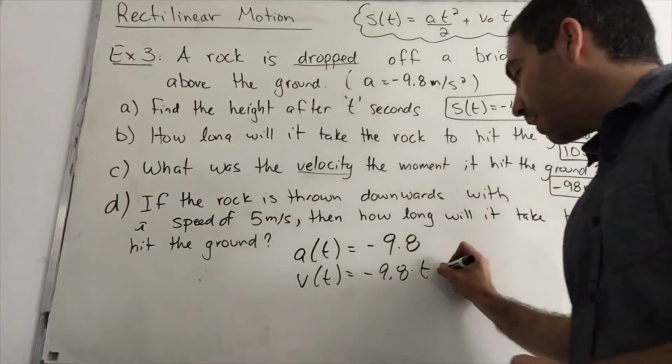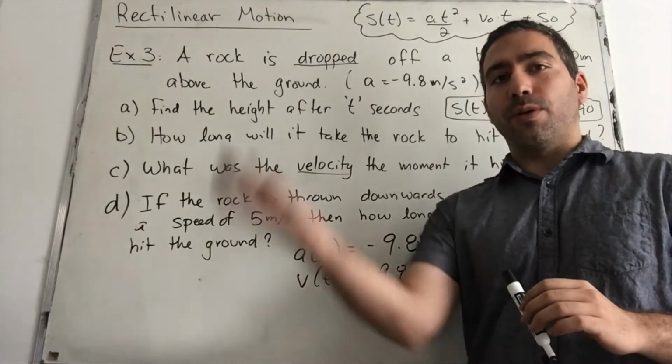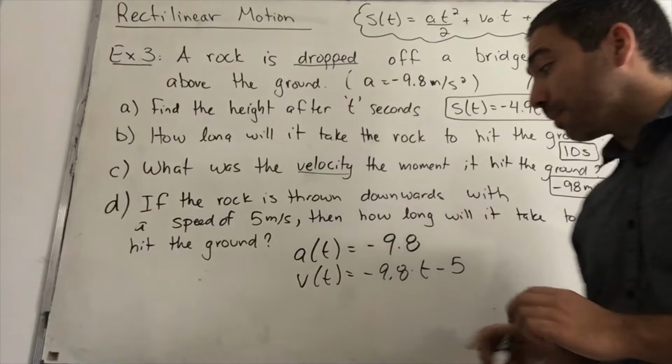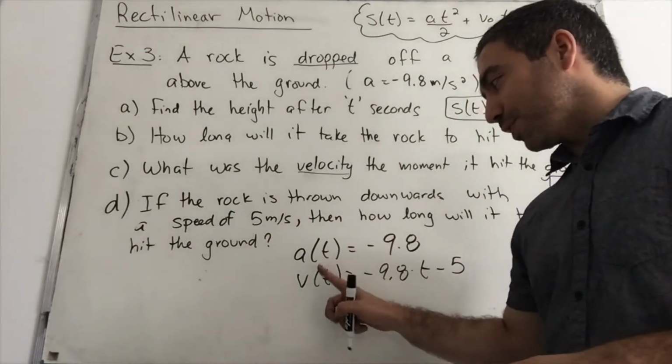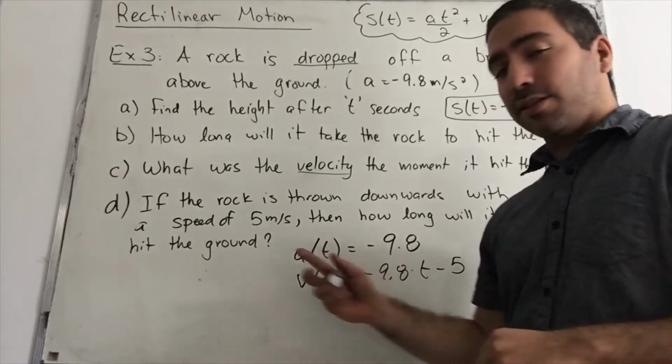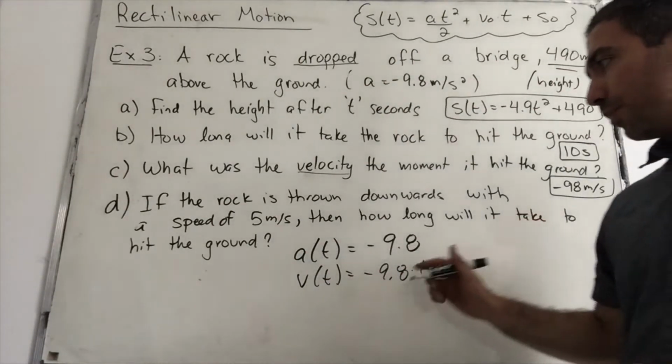We're going to use a negative 5, because we're throwing it in the downward direction. If we would have thrown it upwards, then it would have been positive. So keep that in mind. And now we're going to take the acceleration. Sorry, we're not going to take the acceleration. We're going to take the antiderivative of velocity to give us the position, to figure out how long it took for it to hit the ground.